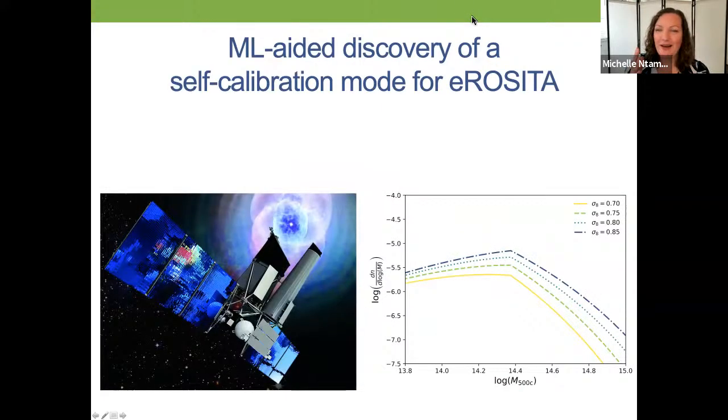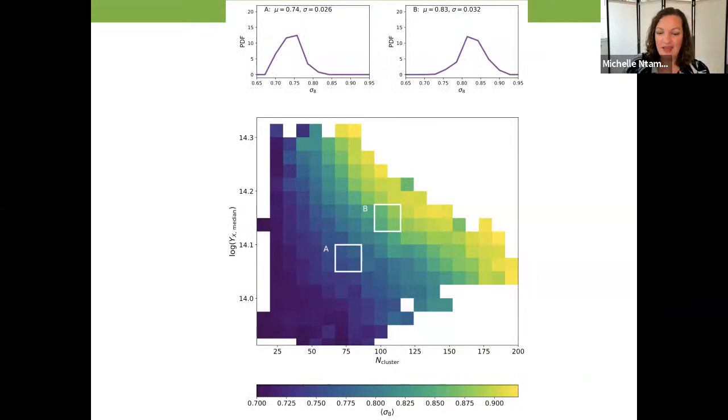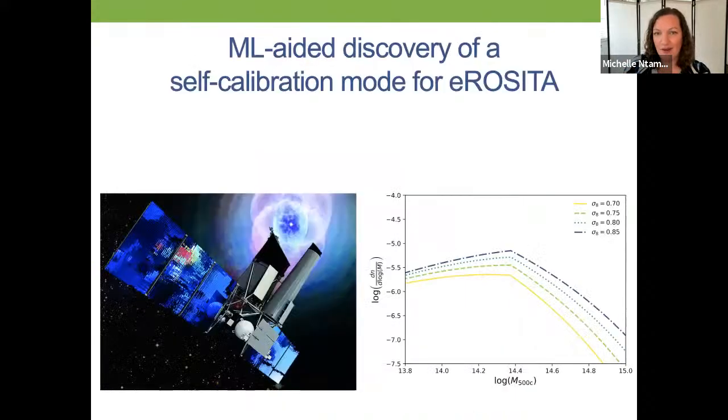This is exciting. This is a new self-calibration mode that was enabled by machine learning. So it pointed us to this idea that the median and the integral under that selection function is correlated with cosmology in a way that we can exploit. This will be really important for all-sky surveys like eROSITA, which will typically rely on weak lensing mass calibration to be able to calibrate the masses underneath. This is one that can be done entirely with X-ray observations.